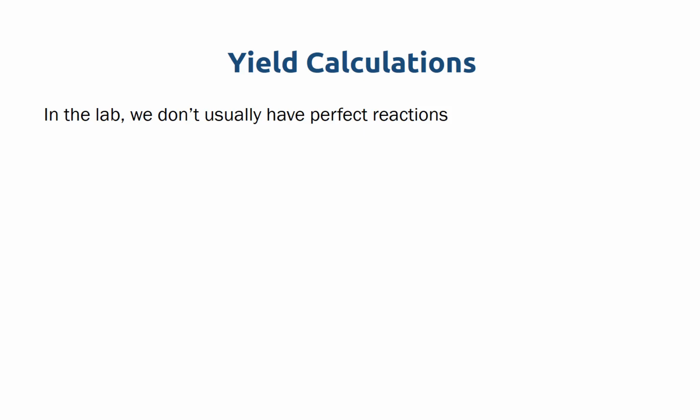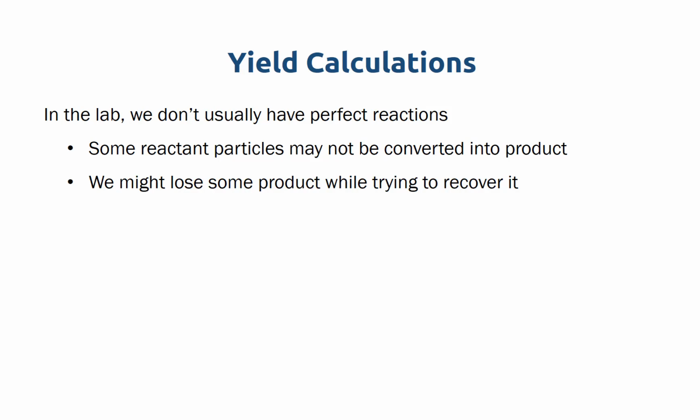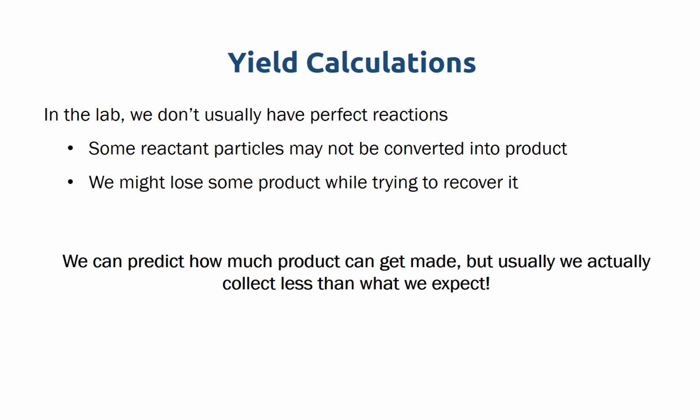In this video, we're going to talk about yield calculations. In the lab, we don't usually have perfect reactions. Some reactant particles may just not get converted into product. Sometimes we also lose product when we're trying to recover it, such as when we try to do a filtration. We can predict how much product can get made, but usually we actually collect less than what we expect to.